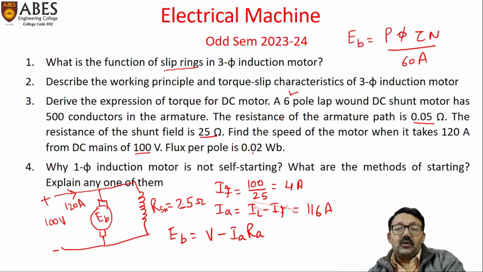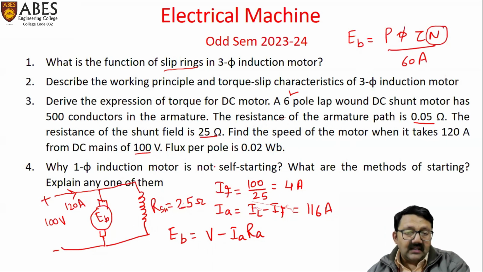Also, flux per pole is 0.02 Weber. And for lap winding, the number of parallel paths, A, is equal to P. So first we have to calculate the back EMF. Once this back EMF is calculated from this line diagram, then putting the value of back EMF in this relation, we can find out the value of motor speed.